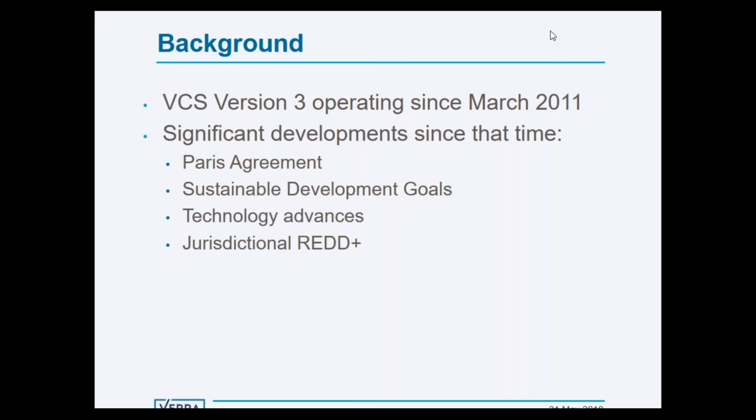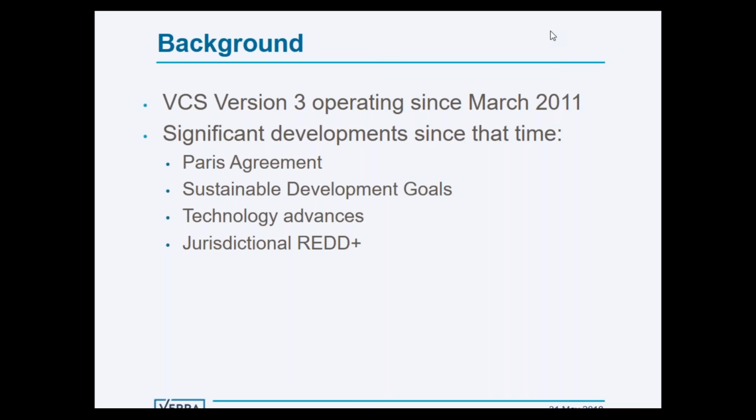The second reason is there's obviously been a number of significant developments since March 2011. So I've already mentioned the Paris Agreement, which presents a number of interesting opportunities and challenges for the VCS program and the voluntary carbon markets more broadly. The Sustainable Development Goals, or the SDGs, have obviously become a critical component of how the world thinks about sustainable development. There's also been a number of advances in technology.